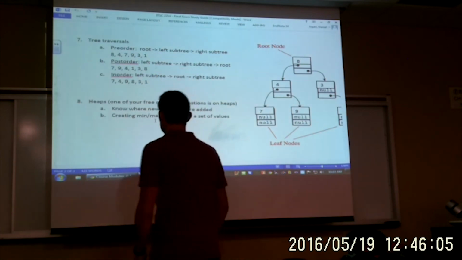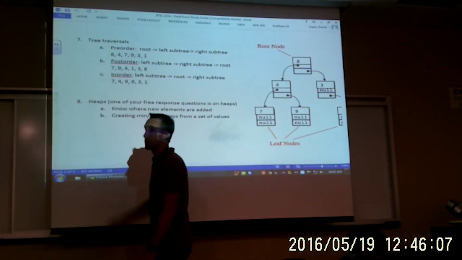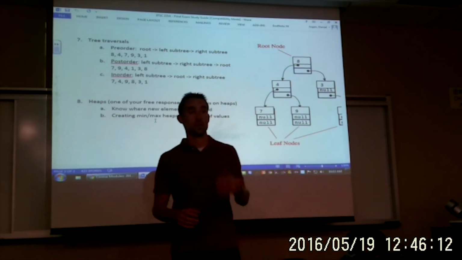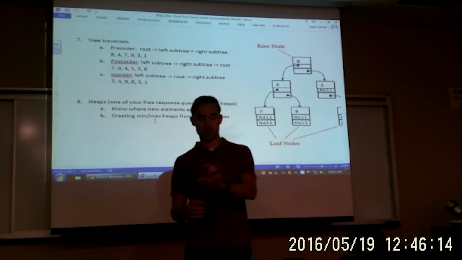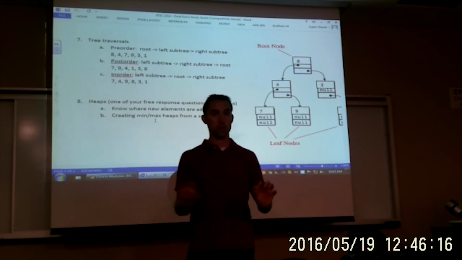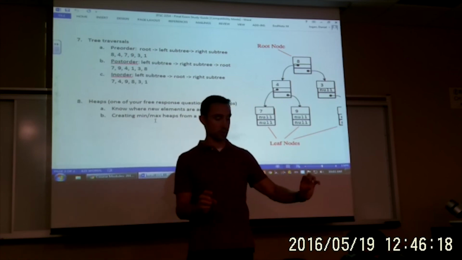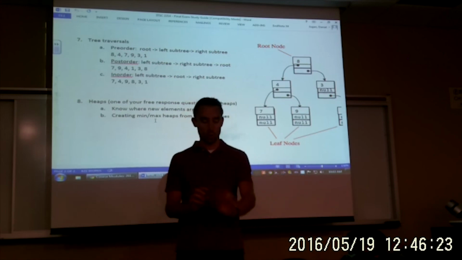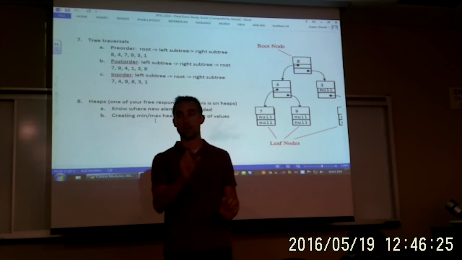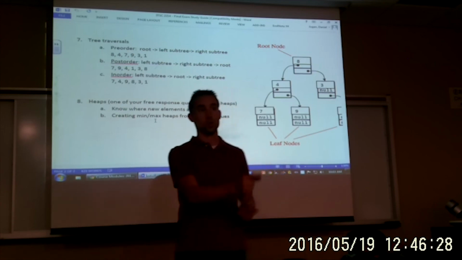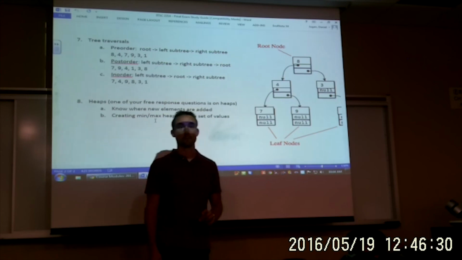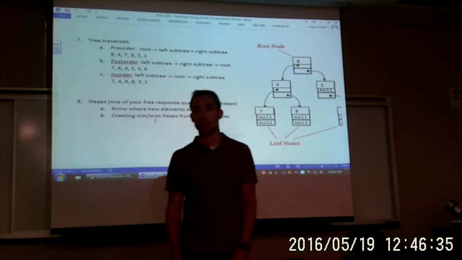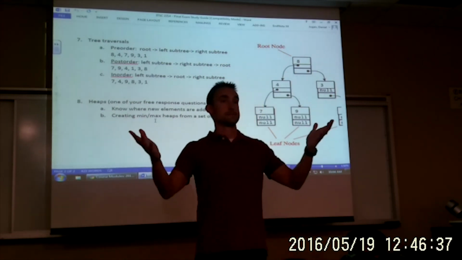Know where new elements are added. So remember, heaps can't have holes in them. And so when you go to add a new element, there's only one place that it can go. And that's the next open position along the bottom row. If the bottom row is completely filled out, you go down to the next row all the way down at the left side. Okay? So you can always know, because there's only one correct place to add the next element. So that's how you always know where new objects fit. Okay. All right, again, that should be pretty clear if you go back and look at the topic outline. Questions from me?